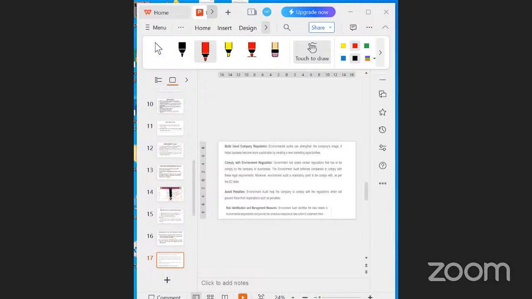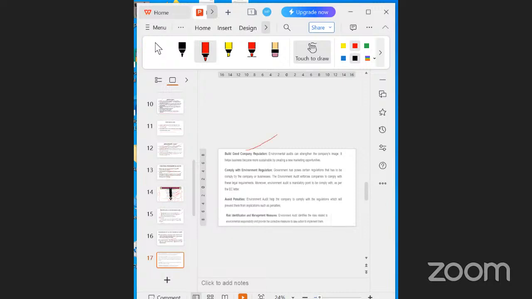So now, environmental audits are also important for several reasons. That is, to build a good company reputation. Environmental audits can strengthen the company's image. For example, although it may not be fully compliant, the improvement efforts made will be seen as a positive step by the public. And if it is compliant, it can lead to positive publicity, encouraging the public not to hesitate to continue buying products from that company, right?